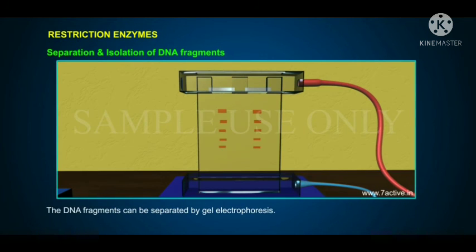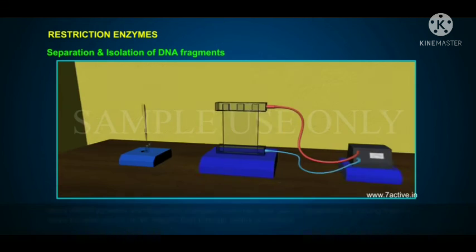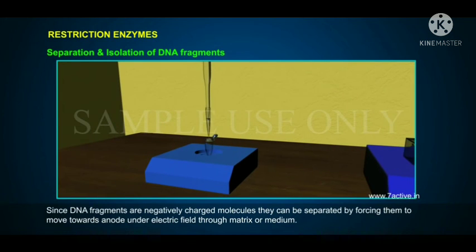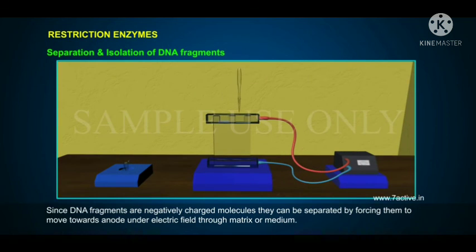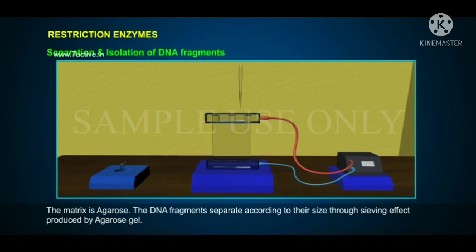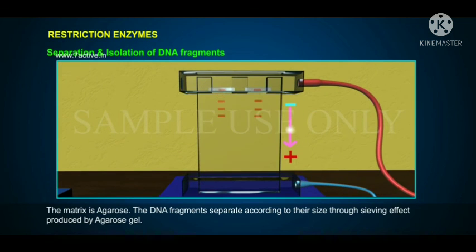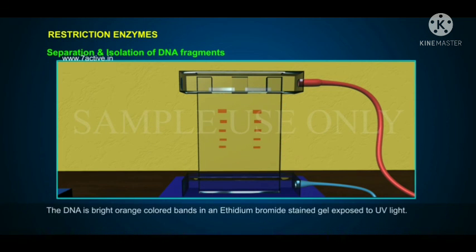Now, the steps of restriction enzyme working are the separation and isolation of DNA fragments, which can be done with the help of gel electrophoresis. Firstly, you take the DNA and pour it into the wells. As you know, DNA fragments are negatively charged. Then you switch on the current. That charge generates a force for the motion of DNA molecules toward the anode in the matrix of agarose gel.